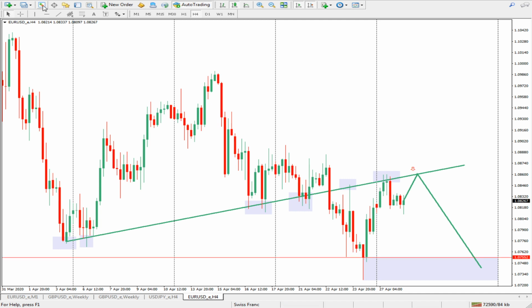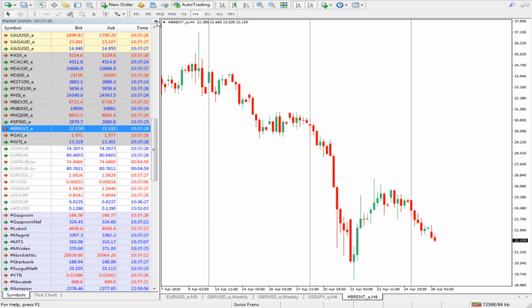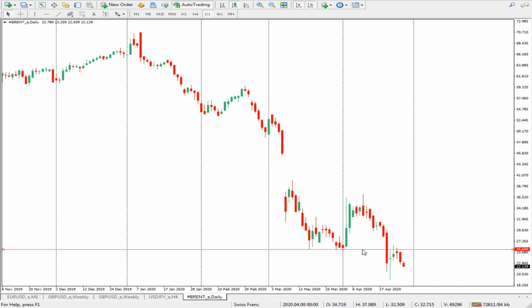So let's move forward to our next symbol. We'll look at Brent oil. This is perfectly in line with what we said previously. If you can remember, we had a sell. We were looking for a sell when the price pulled back to this point. This was our sell place here.